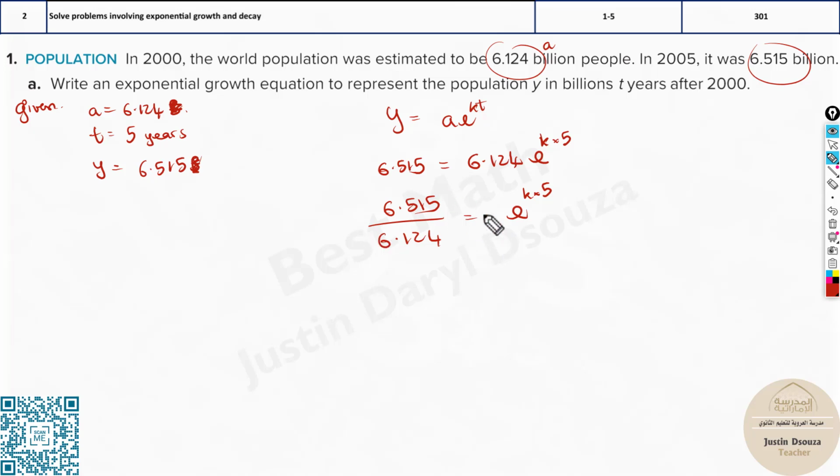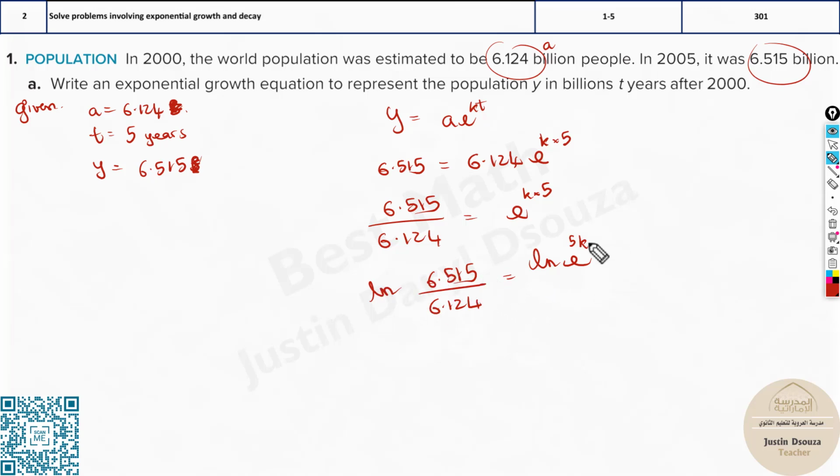Now you can take natural logarithm on both sides. You can write another step. ln of 6.515 divided by 6.124 will be, on the right side, ln e to the power 5k. Now what happens here, whenever you have a logarithm, whatever power is there comes down, right? The property of logarithm, the powers will be the coefficients. Then ln and e are inverses, so they cancel off and it'll be 1. Then you can just put it in the calculator and solve it very easily. So after this, it's very straightforward.